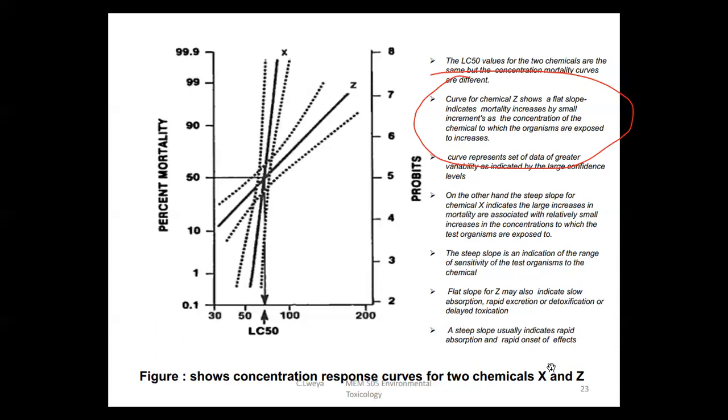Then let's go to the other one. The other one says the curve represents set of data of great variability as indicated by the large confidence levels. I'll explain on that. Then it says, on the other hand, the steep slope for chemical X indicates large increase of mortality associated with a relatively small increase in the concentration to which the test organisms are exposed. I think that's enough for now.